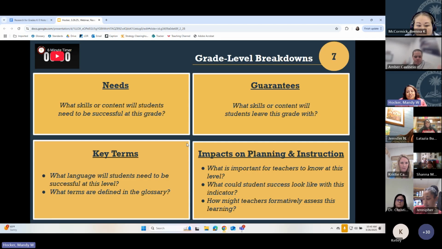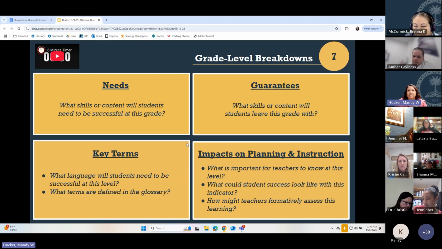And what we're going to do is we're going to send you to breakout rooms. You'll either be in the kindergarten through fifth grade room. It will say the name of your room up at the top. And we'd like for you to complete the grade level breakdown. Now, this is all linked on your note catcher.